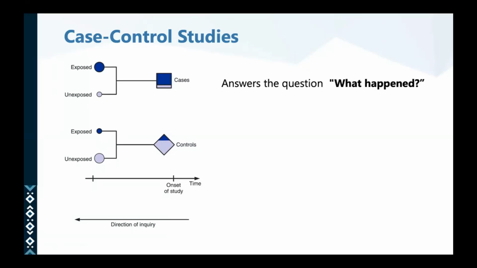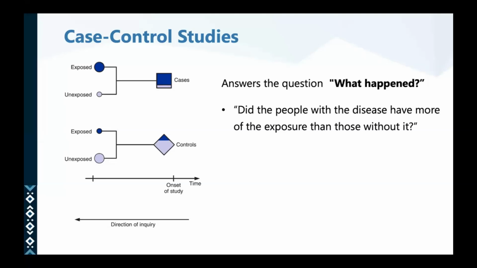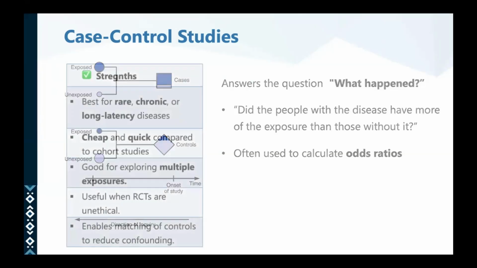And so the case control studies answer the question, what happened? What happened in the past? Did the people with the disease have more of the exposure than those who do not? Because you can compare those who have the disease versus those who do not in terms of the exposure, you can get a sense of the odds of developing the disease that you're measuring. So they are often the best study when you want to look at association and measure odds ratios. They are the ideal study design for that.